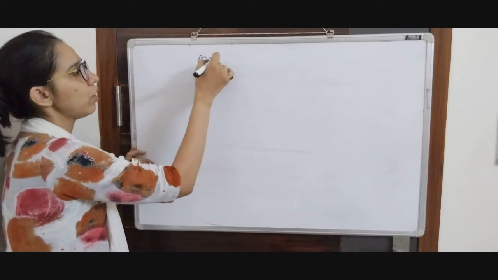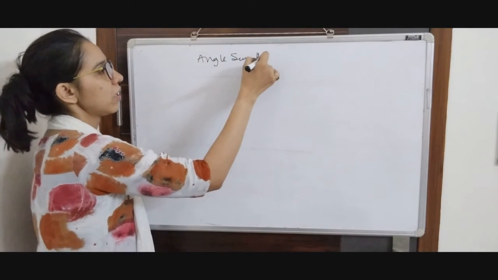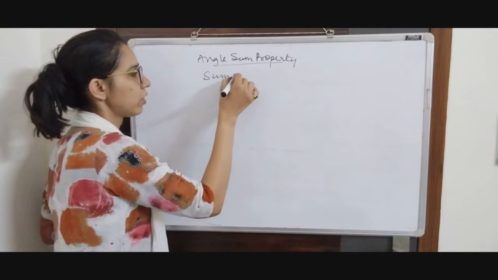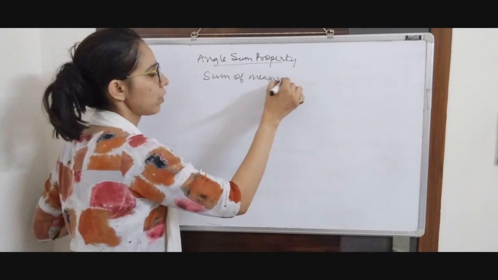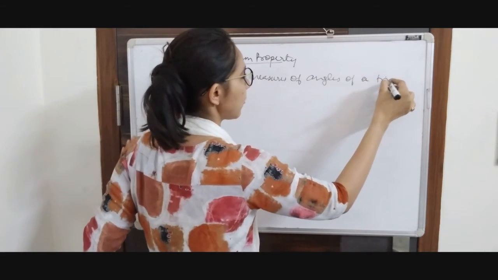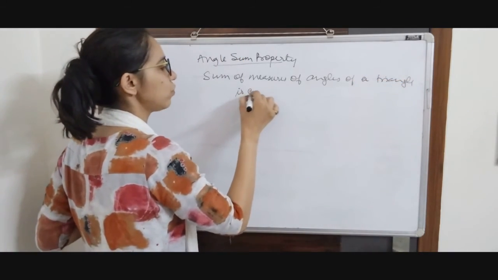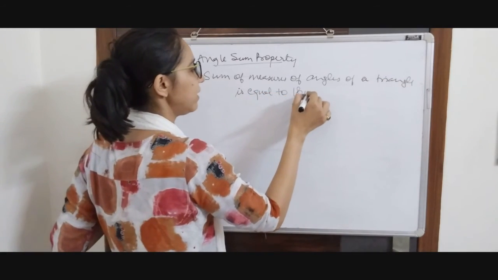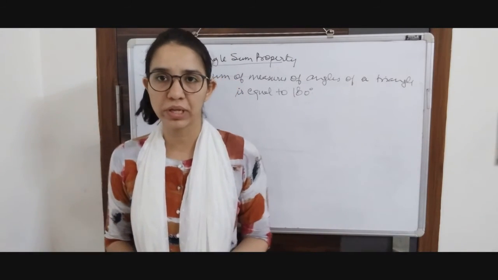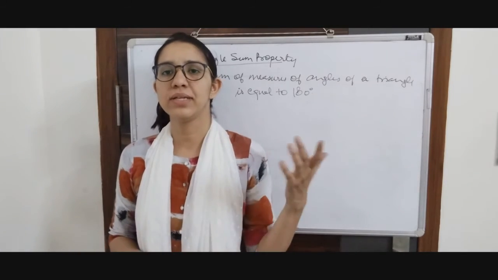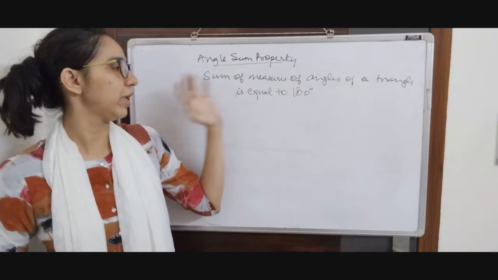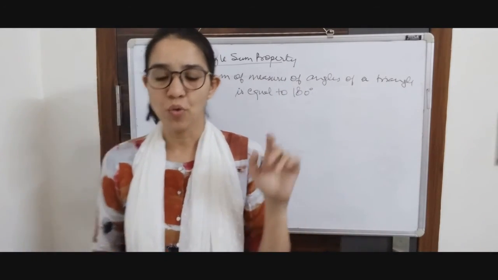Angle sum property, we all know, which we used here. It is that the sum of the measures of the angles of a triangle is equal to 180 degrees. It is true for every triangle, whether it is right angle, acute angle, obtuse angle, or isosceles, scalene, equilateral. It is true for every kind of triangle. If you add up the measures of the angles, they are going to be equal to 180.